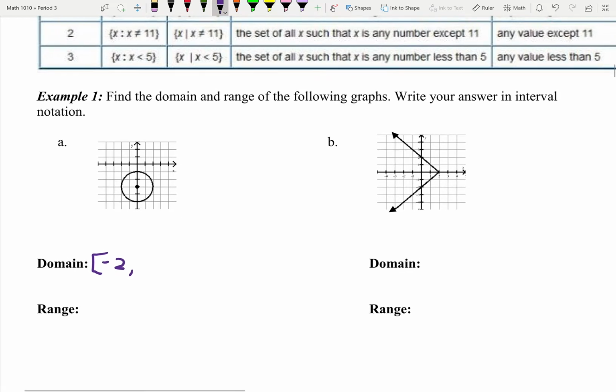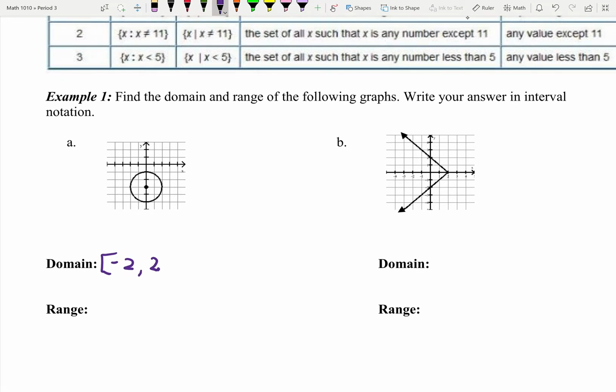And tell me how to do that with a bracket or a parenthesis. With a bracket. Okay, let's do range. Range is Y. You start where? Where did we say? Start small. Where's the y-axis small? Top or bottom? Bottom. Okay, we're going to start at the bottom.